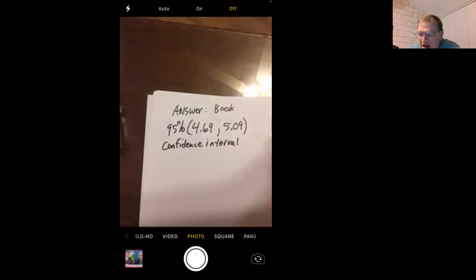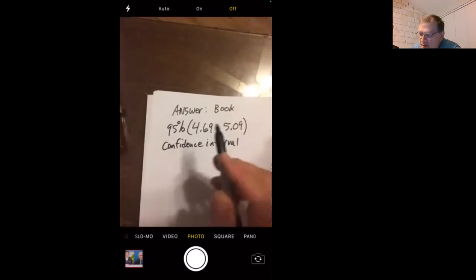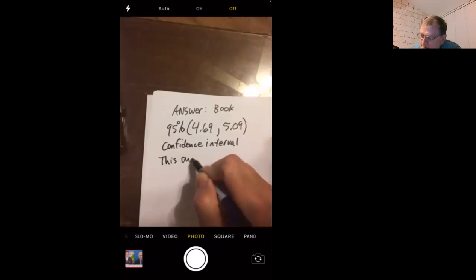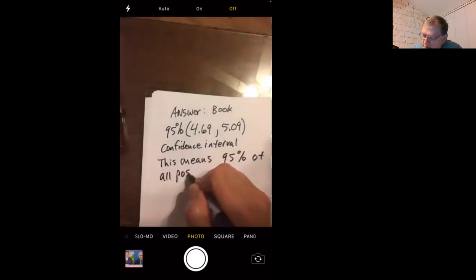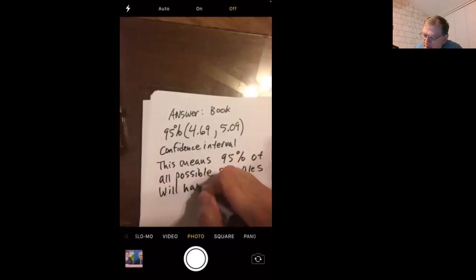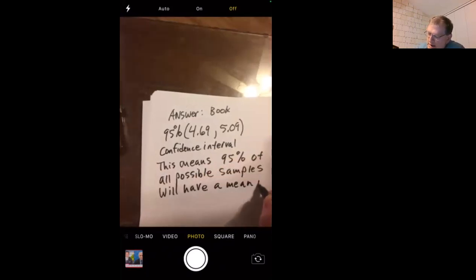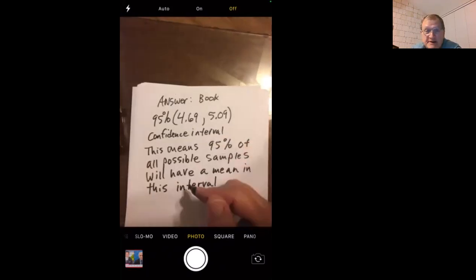It does not really mean that you're 95% confident that this interval contains your population mean. It really means that 95% of all possible samples will have a mean in this interval. And the same interpretation goes if it's 90% or 99%. Your numbers will change slightly. But if it's 90%, then 90% of all possible samples will have a mean in whatever interval you come up with for 90%.